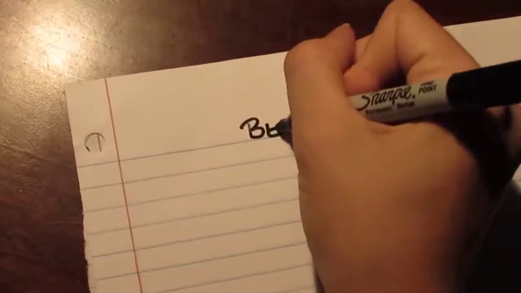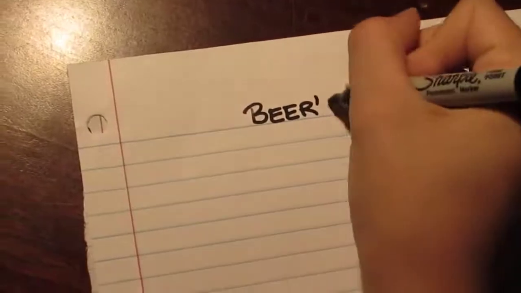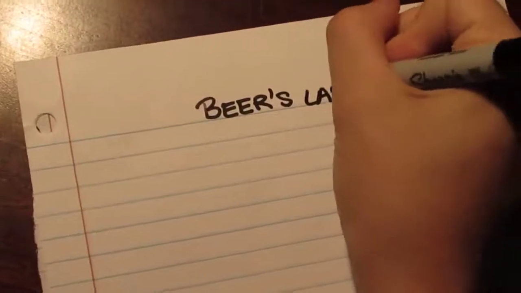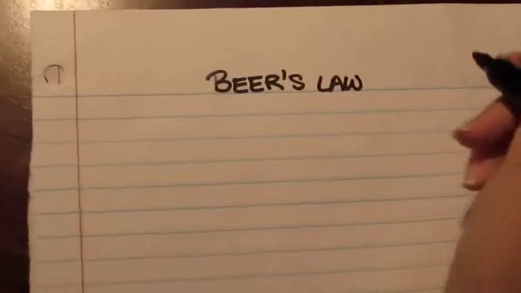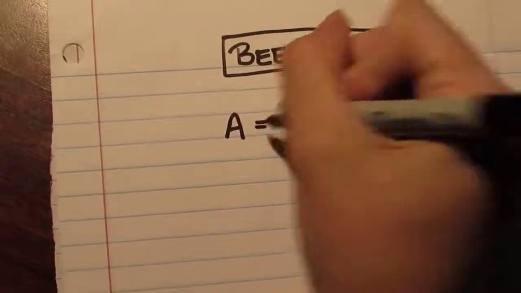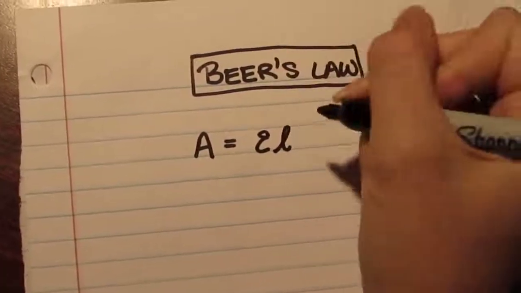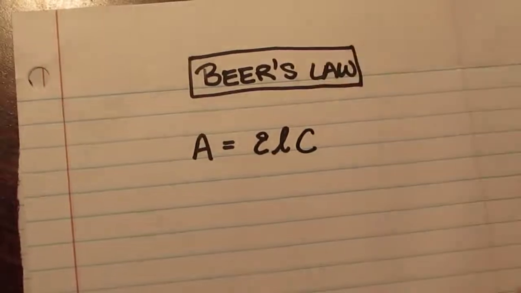Hello class, so today we went over Beer's Law, and I'm going to expand upon that now just because we didn't have quite enough time to go over that in class in depth that we needed to. So Beer's Law we know looks like this equation here. We have our absorbance equal to the epsilon length value and our concentration.